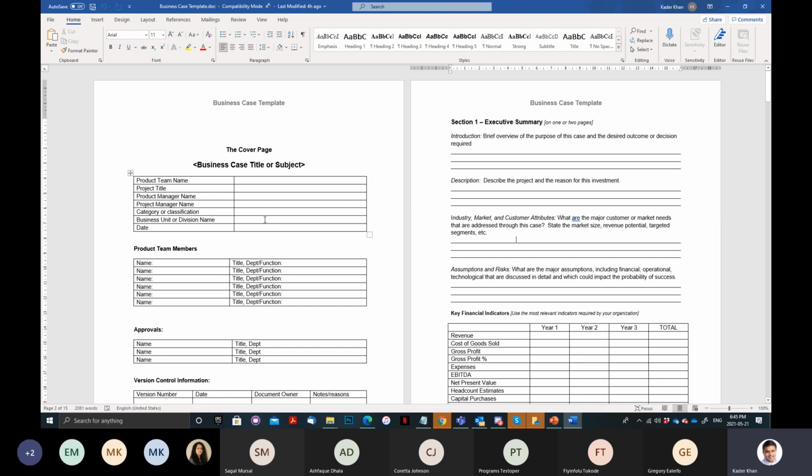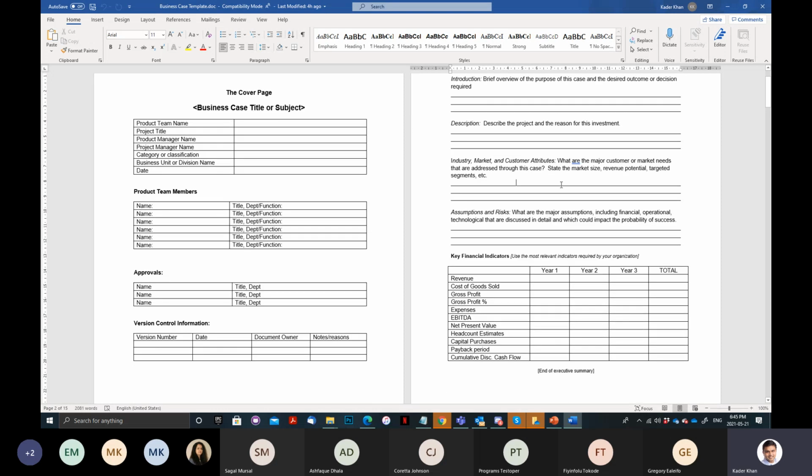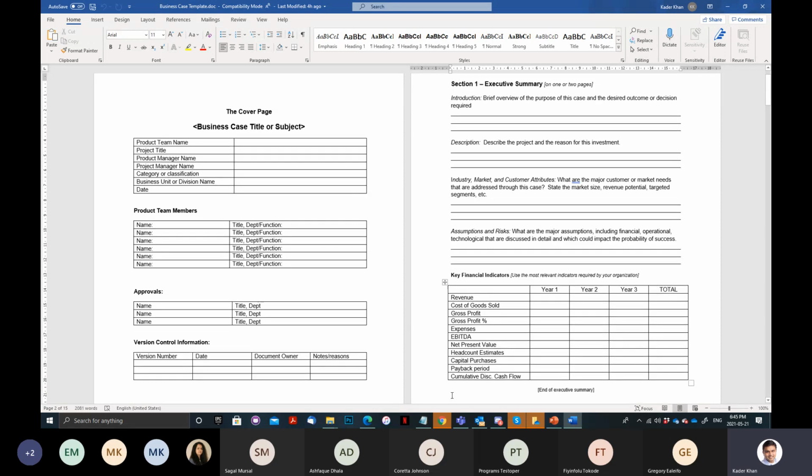It's a template that, as an entrepreneur or an intrapreneur, as an innovator, is going to help you decide something that you want to invest your time, energy, and money on. That's what the business case template is all about. So now if you look at the business case template, what does it typically have?